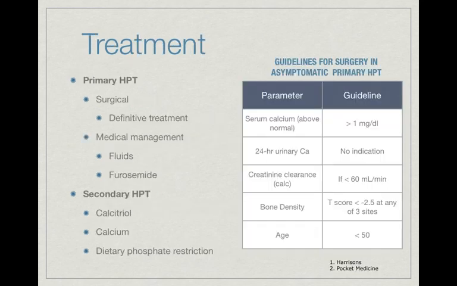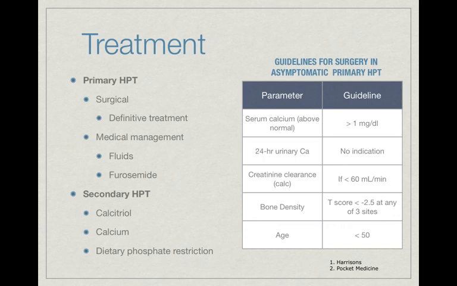Let's talk treatment. Primary, secondary. We'll start with secondary because that one's a little easier to understand. Secondary, the problem is renal failure. If you could reverse renal failure, that'd be great, so that should be your primary task. But as ancillary measures, you can give calcitriol, which is vitamin D. You can give calcium, and you should also encourage dietary phosphate restriction.